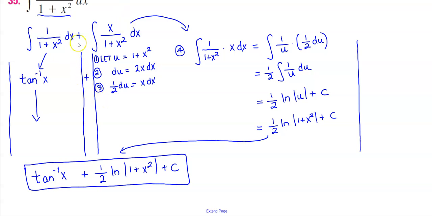Now keep in mind here that because we split this up, you only have one constant in your solution. That's why I didn't include the c until the very end and just added it with this part, but you only have one constant in this particular solution.